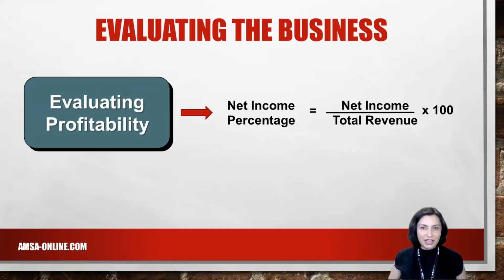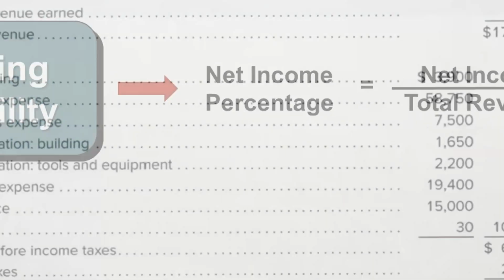The net income percentage is a measure of management's ability to control costs. The net income percentage is equal to net income divided by total revenue and multiplied by 100. Both net income and total revenue can be found on the income statement. The net income percentage can be a useful comparison tool to assess a business against its competitors and to compare current performance trends with historical results.